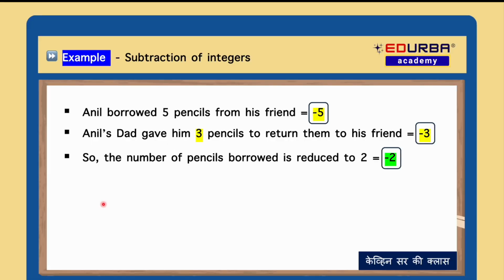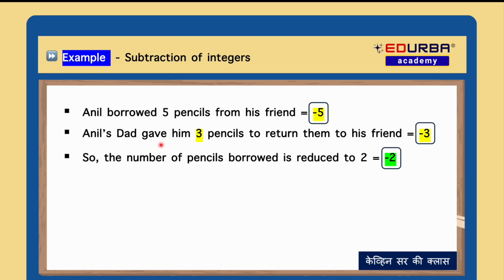Now, before we start understanding subtraction, let's understand an example of subtraction. Here we have Anil, and he borrowed 5 pencils from his friend. When you borrow something, you cannot use it permanently. You have to give it back. So when you borrow, it is shown as minus, because even though those pencils are with you right now, in future you have to give back those pencils to your friend. That's why when you borrow 5 pencils from your friend, it is shown as minus 5.